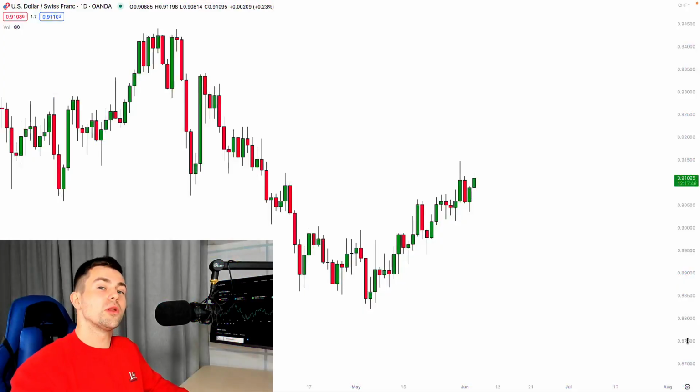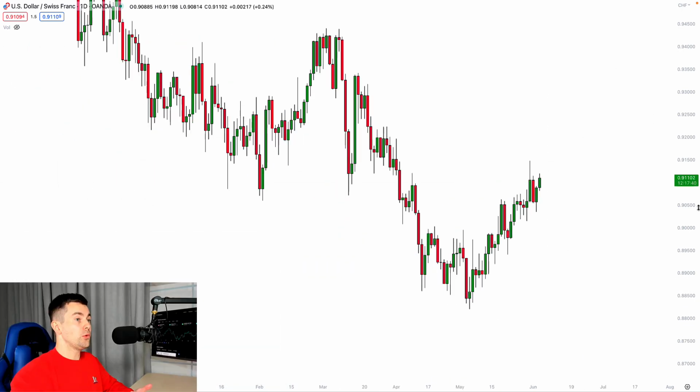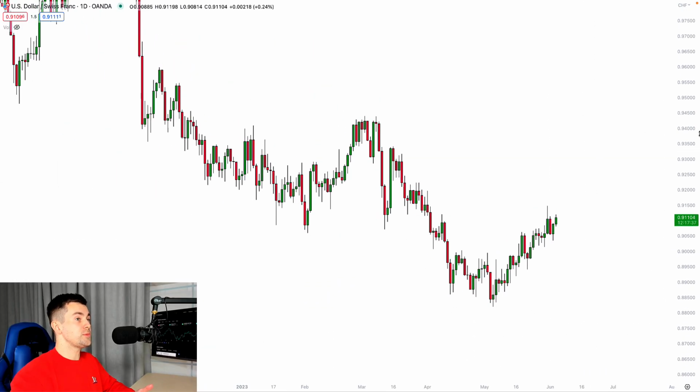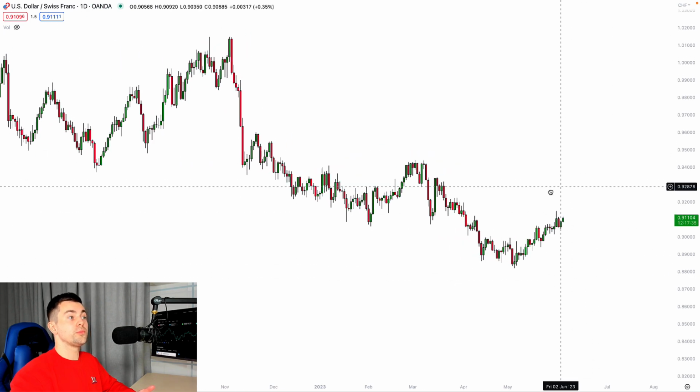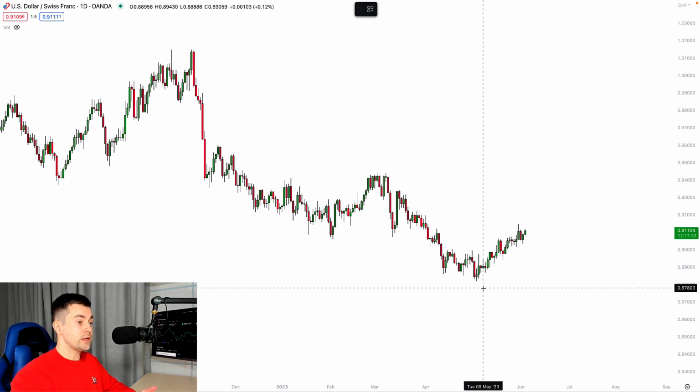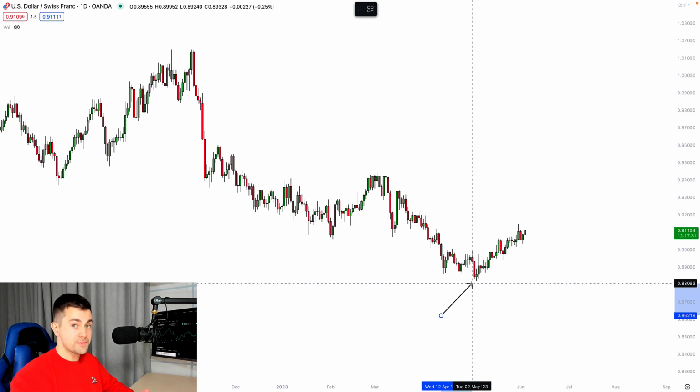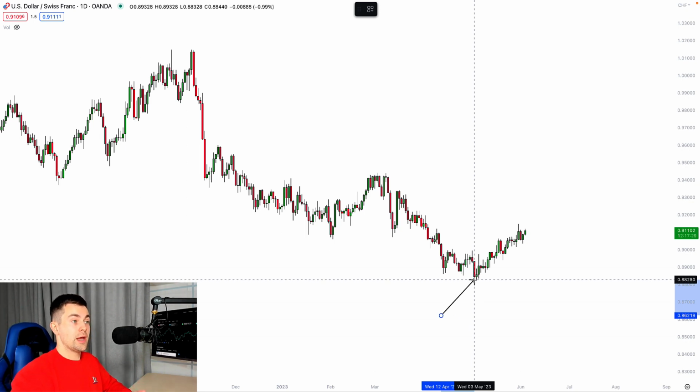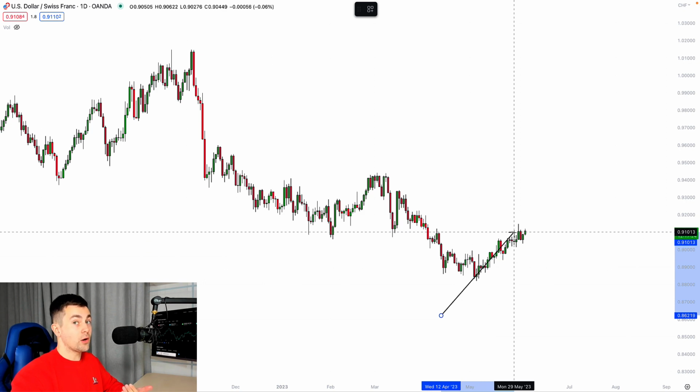I want to start our analysis with the dollar Swiss pair. We are in a daily time frame, and first let's execute the trend analysis. I want you to realize that dollar Swiss pair is trading in a long-term bearish trend, and recently in May the price set a new low close, and after the price set a new low we started a correctional movement.